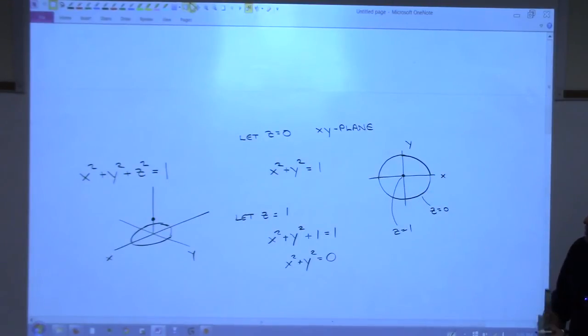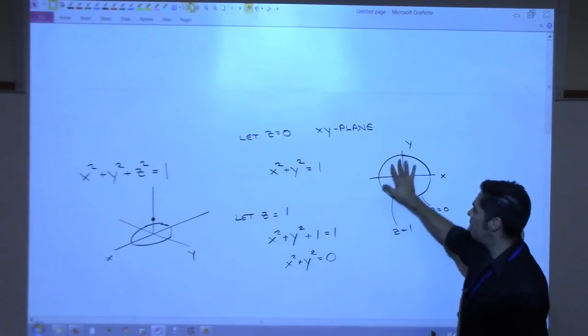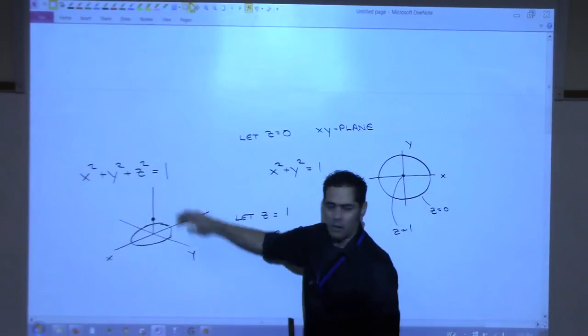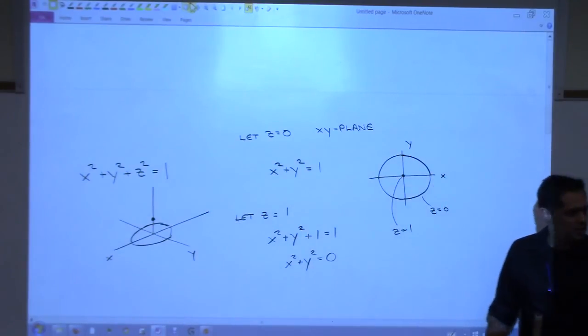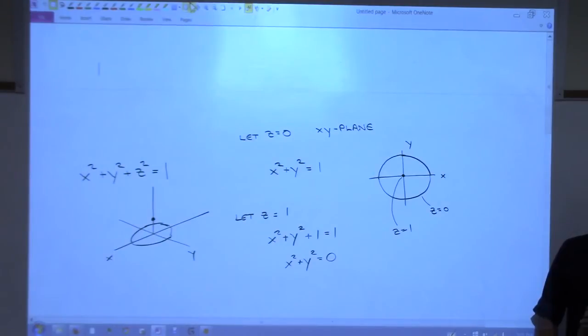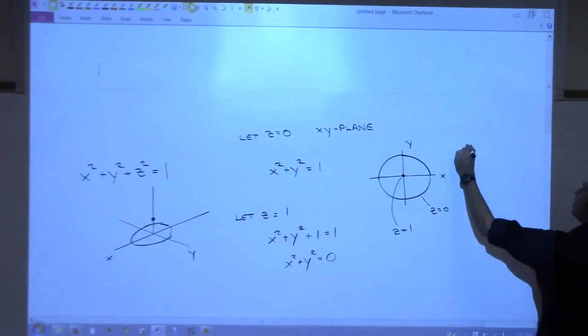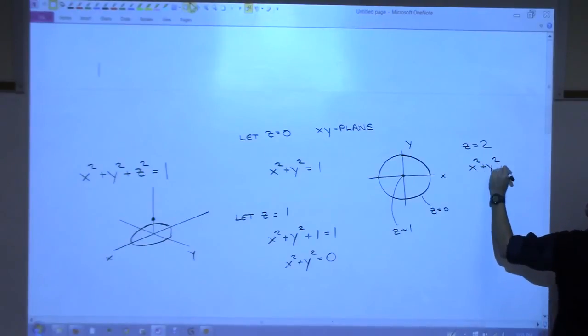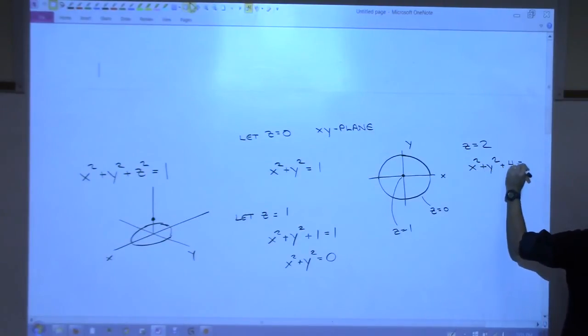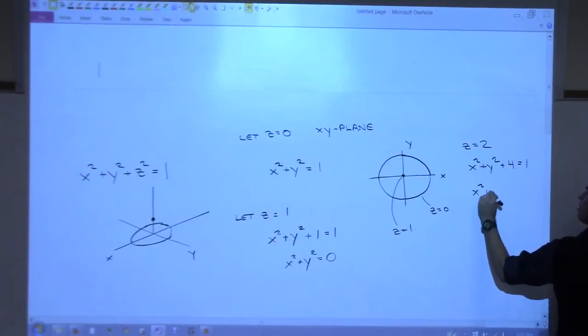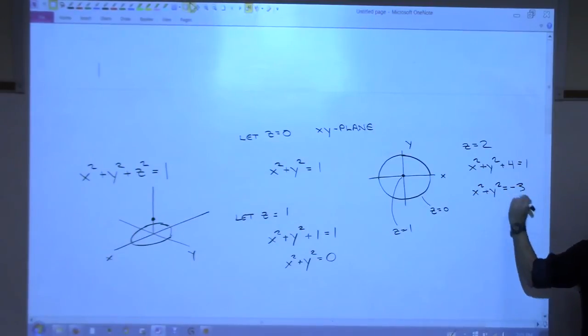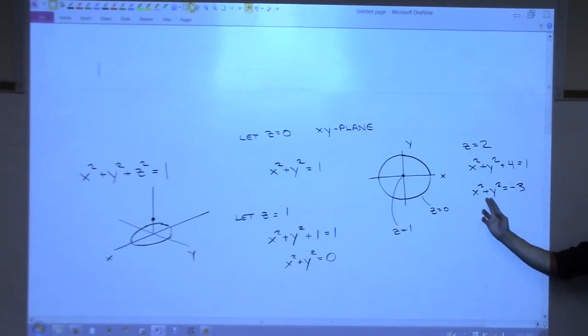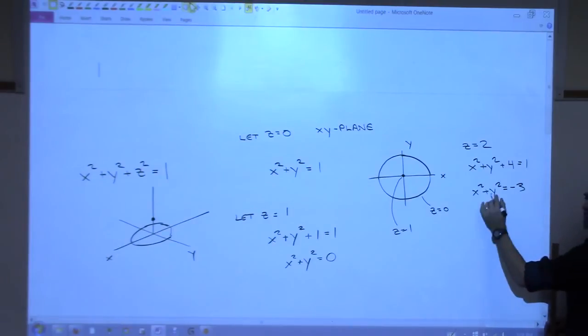Can I go any further than z equals 1? Can I go up any further? No, I cannot, right? Do y'all see why? What would happen? Let's just try z as 2. You get x squared plus y squared plus 4 equals 1. And when you move it to the other side, x squared plus y squared equals negative 3. You can't square two numbers, add them together, and get a negative number. So there's no solution here. No way you can do it. Well, not with real numbers, right? So this isn't going to work.